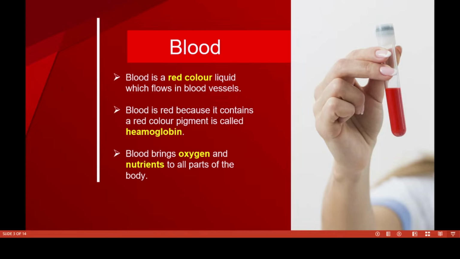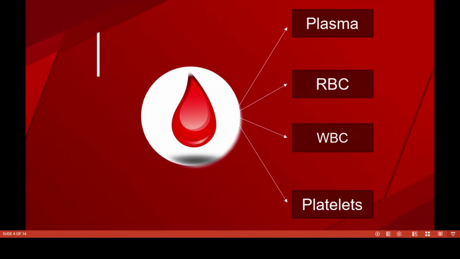Here you have to know that the male body has 5 to 6 liters of blood, and the female body has 4 to 5 liters of blood. Blood is made up of two important components. One is plasma, another one is blood cells. Plasma is about 55% of the total volume of blood. The remaining 45% are blood cells. Here blood cells are nothing but red blood cells, white blood cells and platelets. These are all the components of the blood: plasma, RBC, that is red blood cells, WBC, white blood cells, and platelets.